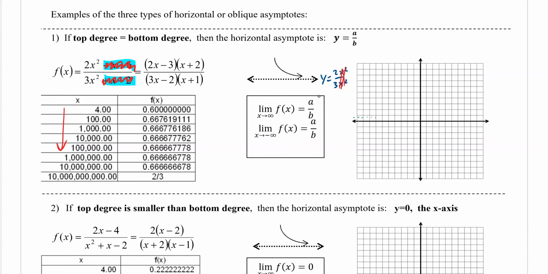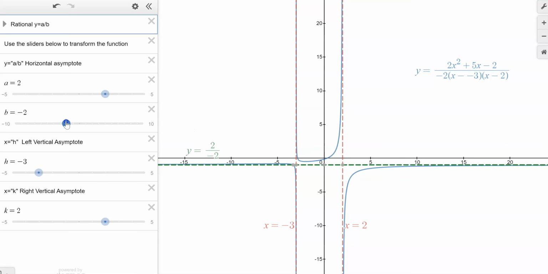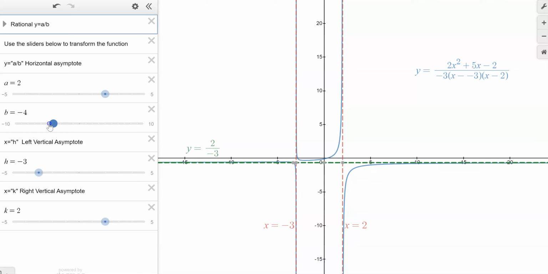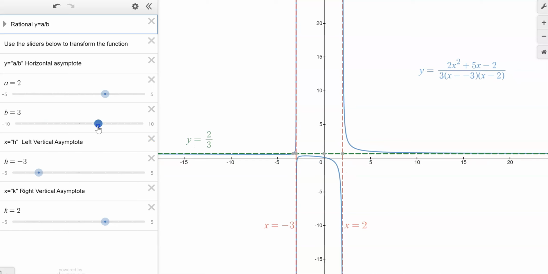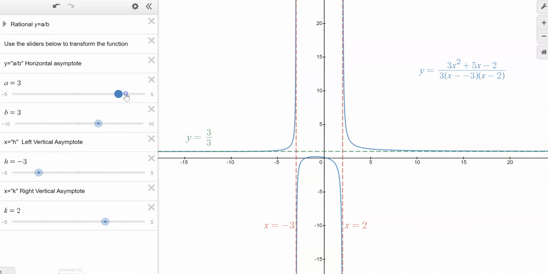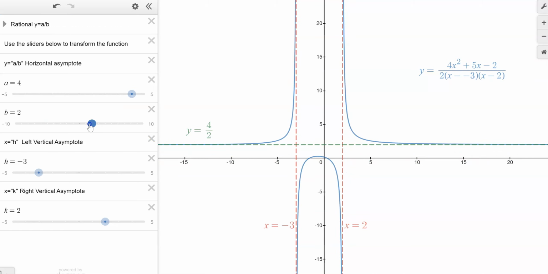And what if we go negative? Oh, there you go. Negative 2 over 2 would be negative 1. That would be negative 2/5. See? So whatever these two leading terms are, whatever the leading coefficients are, that is your y equals horizontal asymptote. And what does that mean? Well, let me make this into 4 over 2. So 4 over 2 is 2. So now we're at 2.